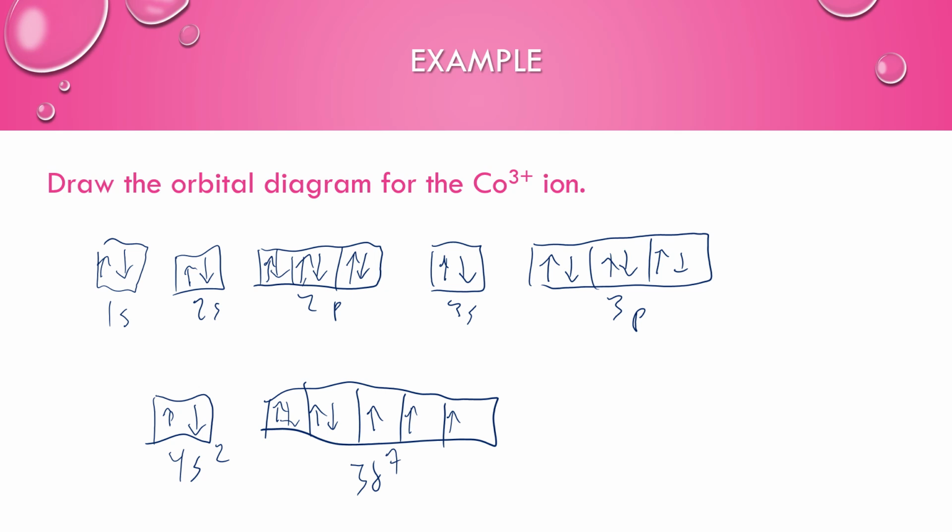So in this case, for cobalt 3+, we will lose those 2 electrons in the 4s orbital, and the third electron lost would be one from the doubled-up orbital in the 3d. So this would be 3d6. So your overall electron configuration is 1s2, 2s2, 2p6, 3s2, 3p6, 3d6. So again, with transition metals, typically you're going to see the 4s electrons leave first, and then you'll start removing from the 3d.